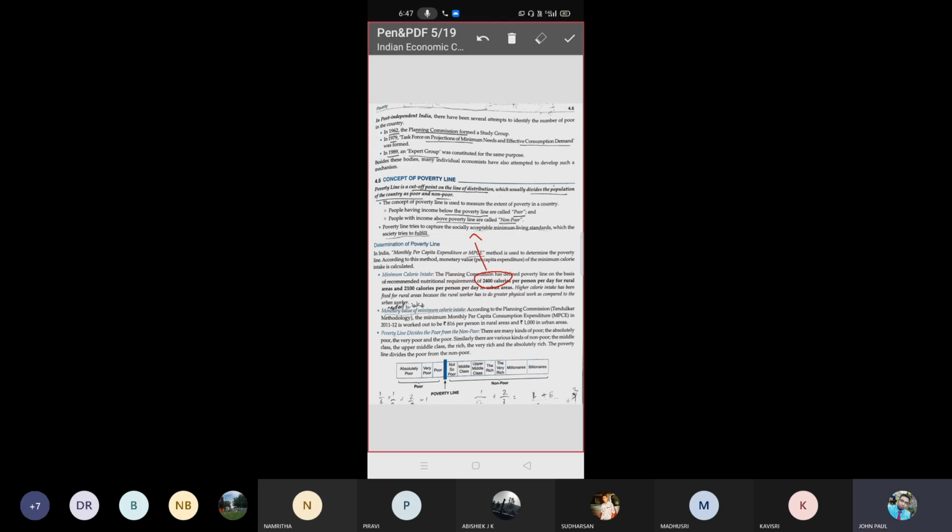Simultaneously, if he consumes 2,400 and above, he will be called non-poor. So fine. This is the first method. Another method is monetary value, in the sense of how many rupees are required for a person.